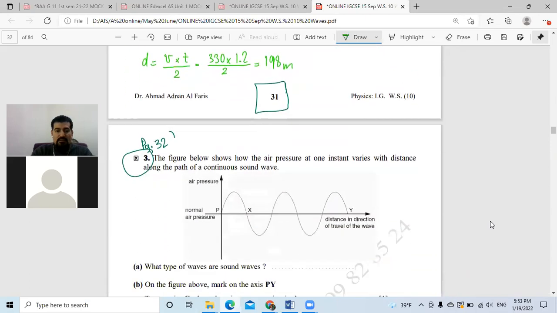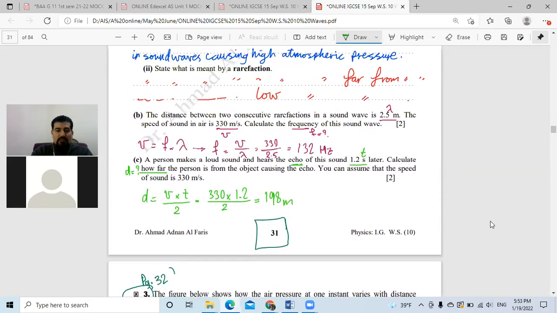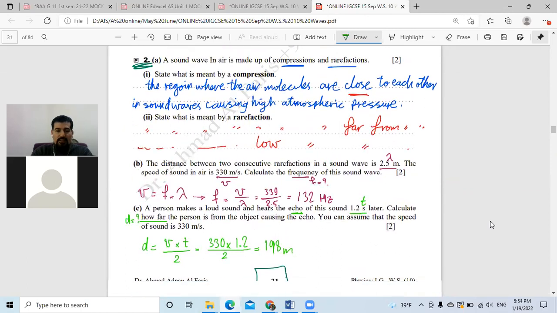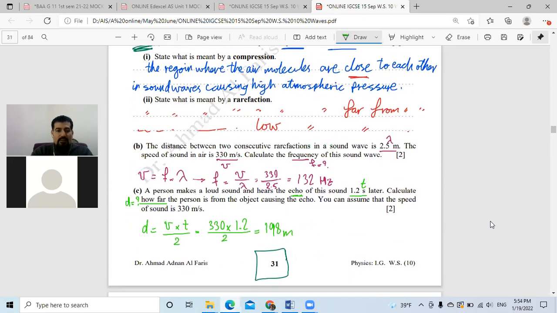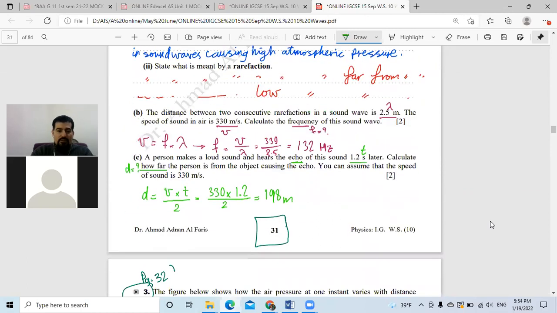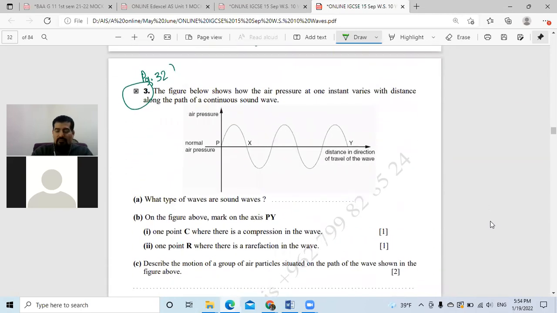If you want to write this down, I'll take a screenshot. Now let's move on to question number 3 on page 32. In question number 3, what do they ask?